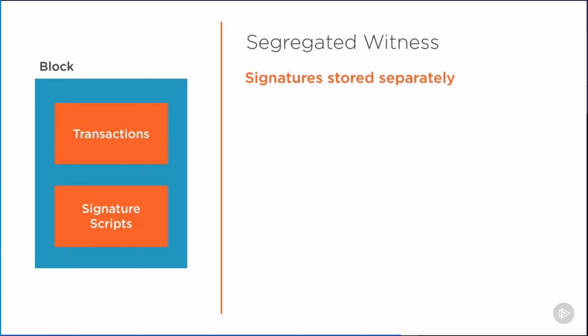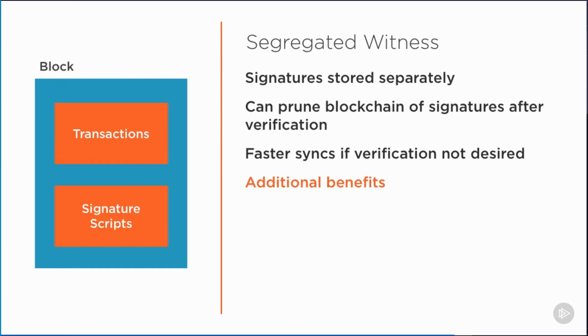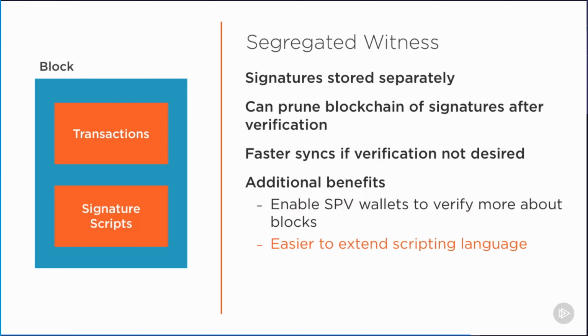For one, after a transaction has been verified, you can forget about the signatures since you don't need them to calculate who owns what coins. This means storage for the blockchain could be drastically reduced since signatures take up about 2/3 of every block. It also means syncing the blockchain could be much faster if you don't care about validating signatures. There are some other potential benefits as well, making it easier for SPV clients to verify blocks, and potentially making it easier to extend the scripting language itself.